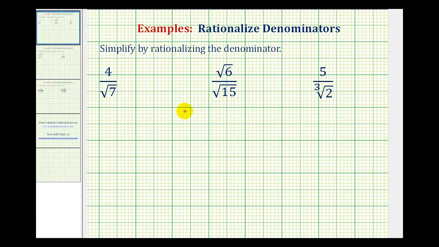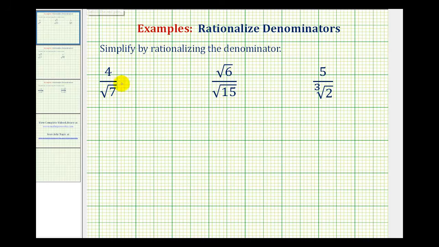A radical expression is not considered simplified if it contains a radical in the denominator. And to eliminate a radical from the denominator, it's called rationalizing the denominator. So for 4 divided by square root 7, if we want to eliminate the square root of 7 from the denominator, we would have to have 2 factors of 7 underneath the square root rather than just 1.